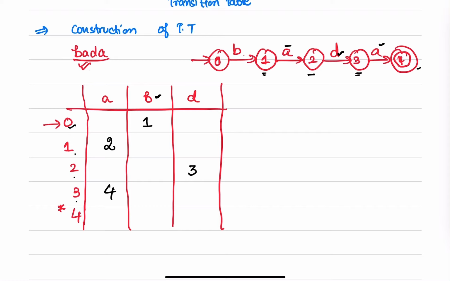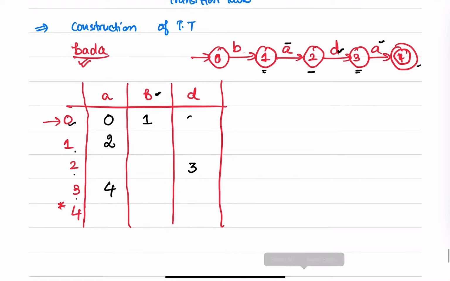Now we'll start with the zero state. At zero state, if you take A and D, because the first element is B, if you take any element A and D, you have nothing to start with, so it will remain 0 and 0 for the zero state, right?